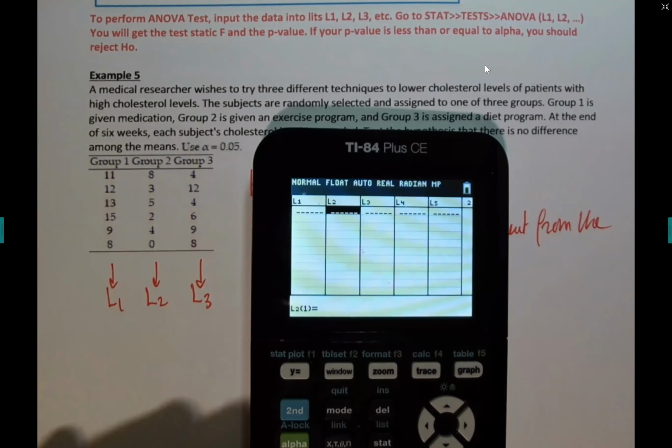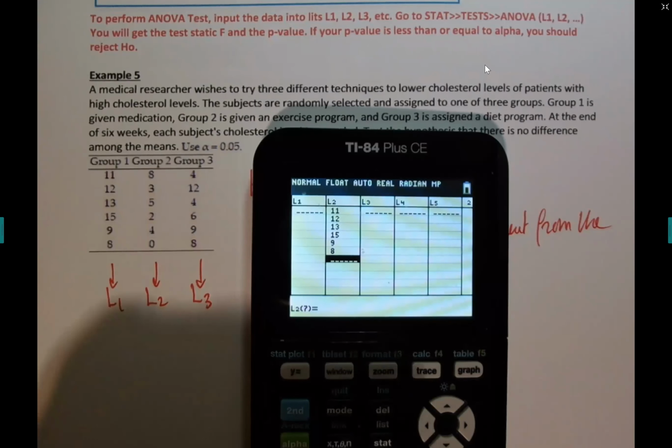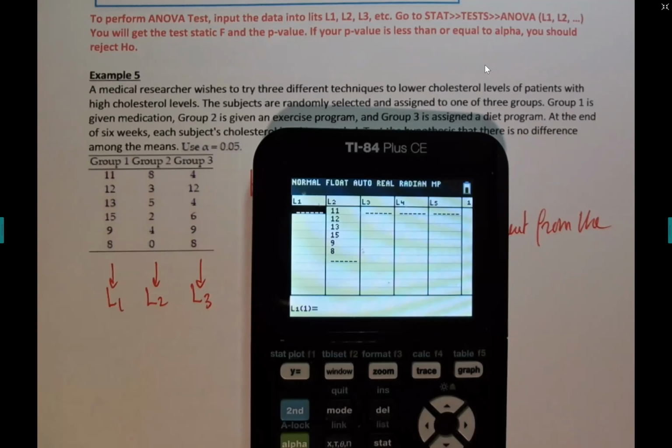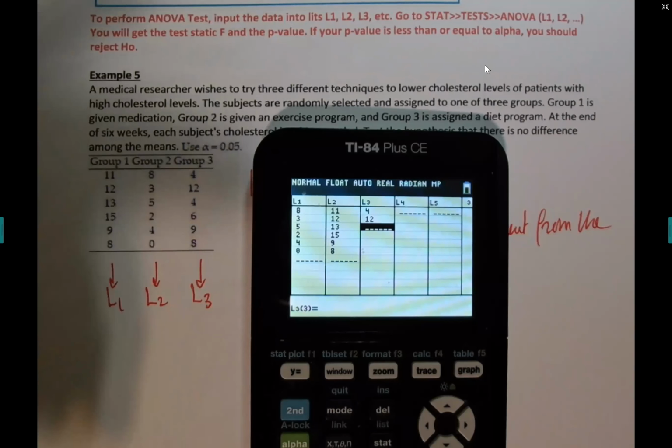Let's do that. So I got 11, 12, 13, 15, 9, 8. Oops, I put him. It doesn't matter, actually. L1, 8, 3, 5, 2, 4, 0. L3, 4, 12. The sample sizes don't have to be the same. They happen to be the same, but they don't have to be. Whatever they collect, that's fine.